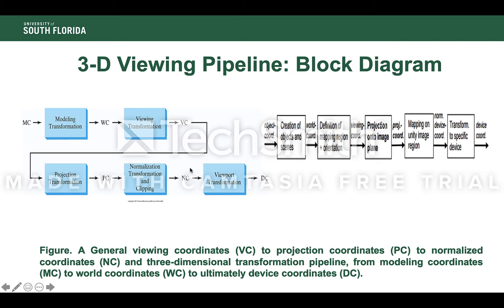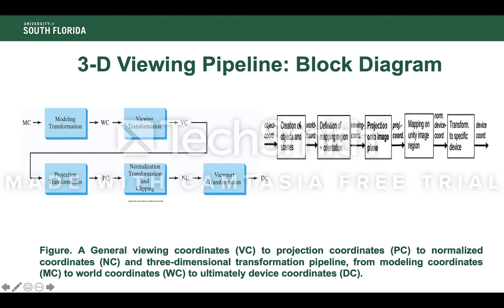As you can see, there are 2 images here. The first image is a block diagram of all the transformations that take place in 3D viewing. You are first in the model coordinate system. Using the modeling transformation, you go to the world coordinates, which are given to the viewing transformation, and then it goes to a viewing coordinate space. After that, you give this to a projection transformation, where they are converted into a projection coordinate system, and then you give them to a normalizing coordinate system, where it has two jobs, normalization transformation and clipping, and then it is finally given to the viewport.